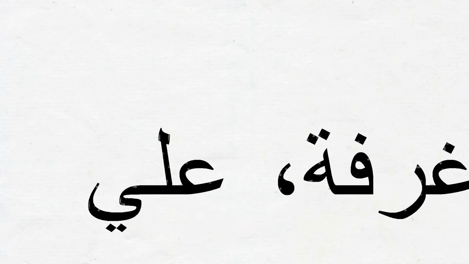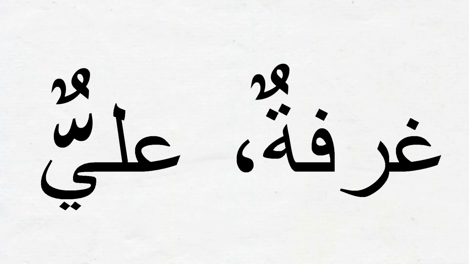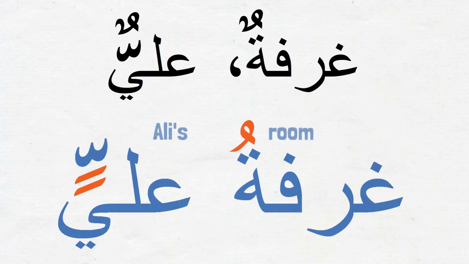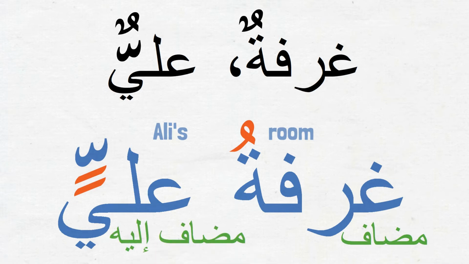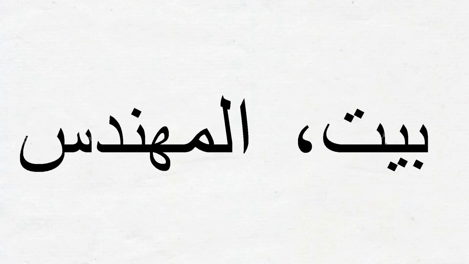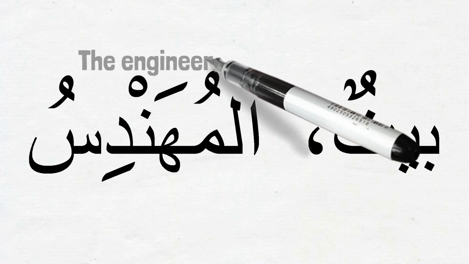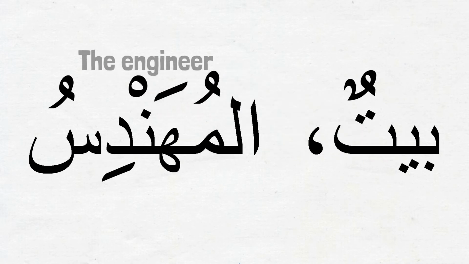Next one, غرفةٌ عليٌّ. Let's say Ali's room. How do we say it? غرفة علي. Now, which one is mudaf here? غرفة. Correct. And the mudaf ilayh, the possessor, is علي. Next, بيت المهندس. Al-muhandisu means the engineer. So what will be the idafa combination?